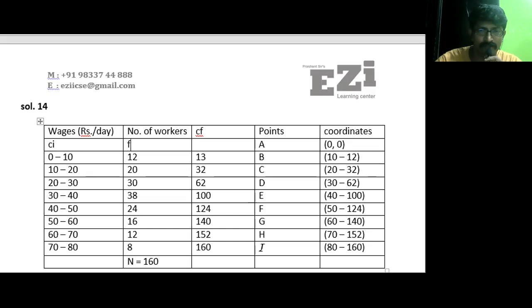Number of workers stands for frequency. F stands for frequency. And now the next column is called cumulative frequency. Now what is cumulative frequency? We have already learned in many videos, in the last so many parts of the videos, what cumulative frequency is. But if someone has not studied that, no worries, I'll teach you right now once again.